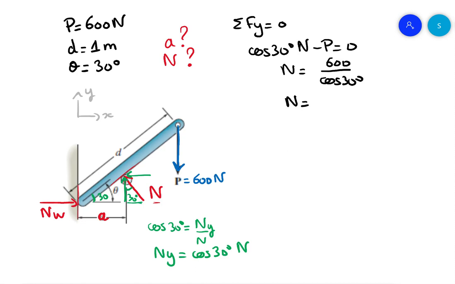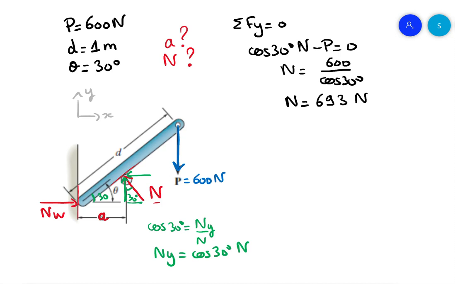We got N equal to 692.8, so 693 Newton for N. And now the second question is, what is A? Okay, so A is a distance. So we have to solve with the moment. That's the only formula that includes distance.